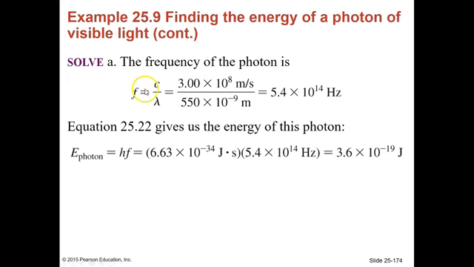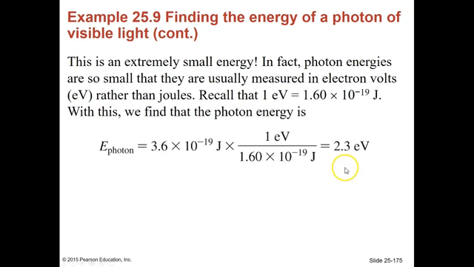To find the frequency, remember we said the speed of light is equal to wavelength times frequency. So frequency is speed over wavelength. That's 3 times 10 to the 8th divided by 550 times 10 to the negative 9th, that's our nanometers. And that gives us 5.4 times 10 to the 14th hertz. Now that I know the frequency, let's use E equals hf, and we get 6.63 times 10 to the negative 34th times 5.4 times 10 to the 14th hertz, and that gives us 3.6 times 10 to the negative 19th joules.